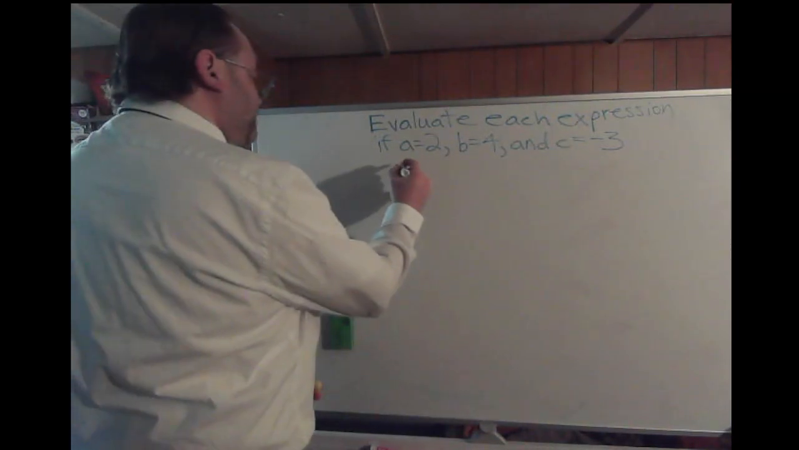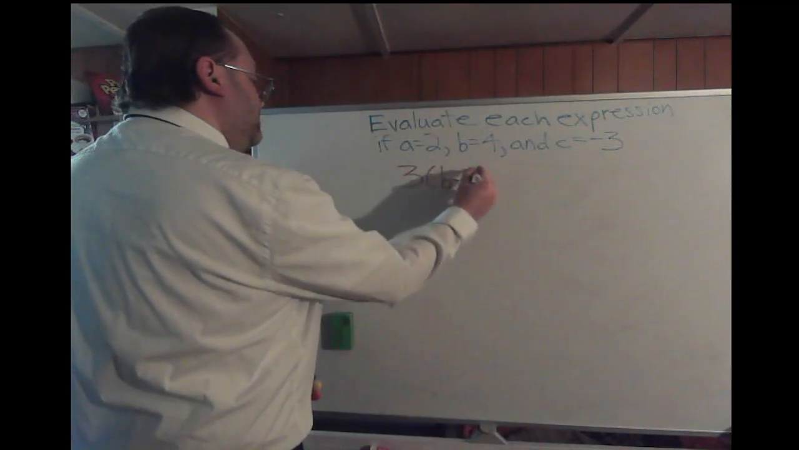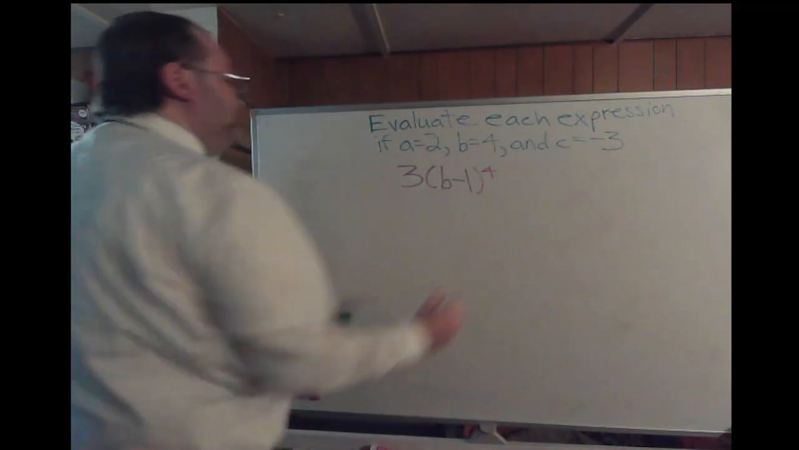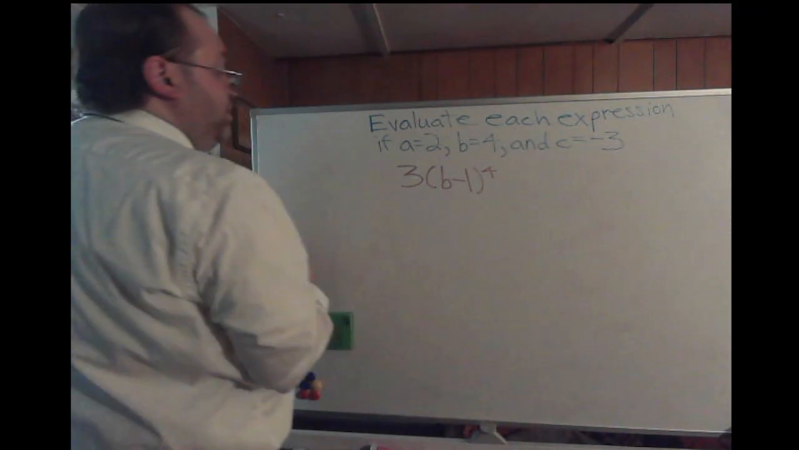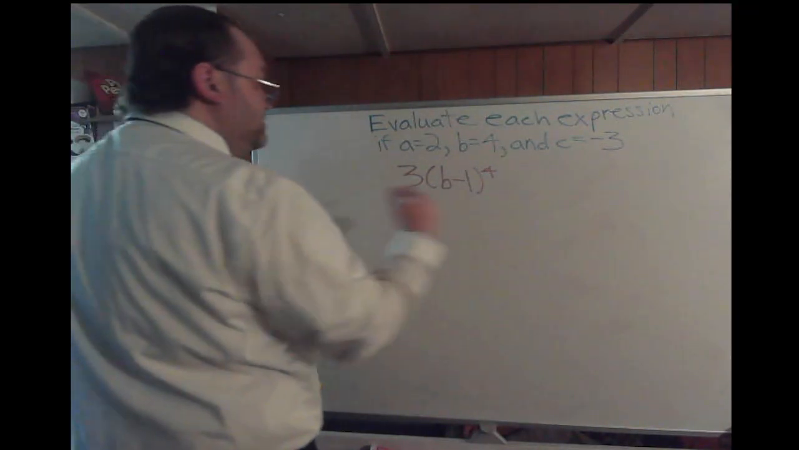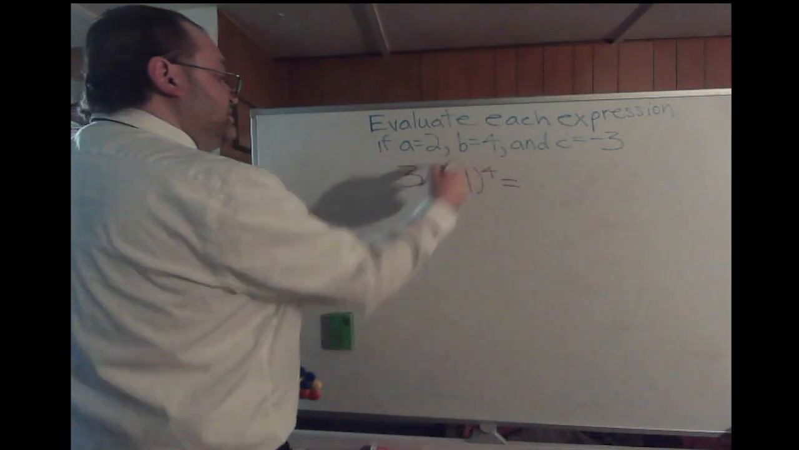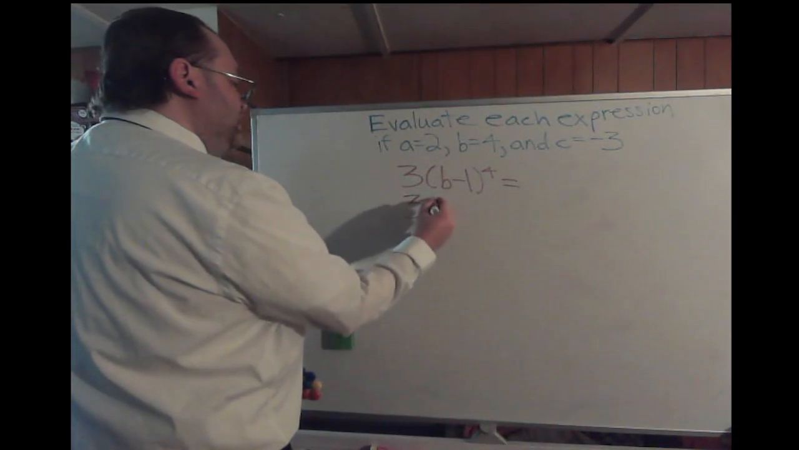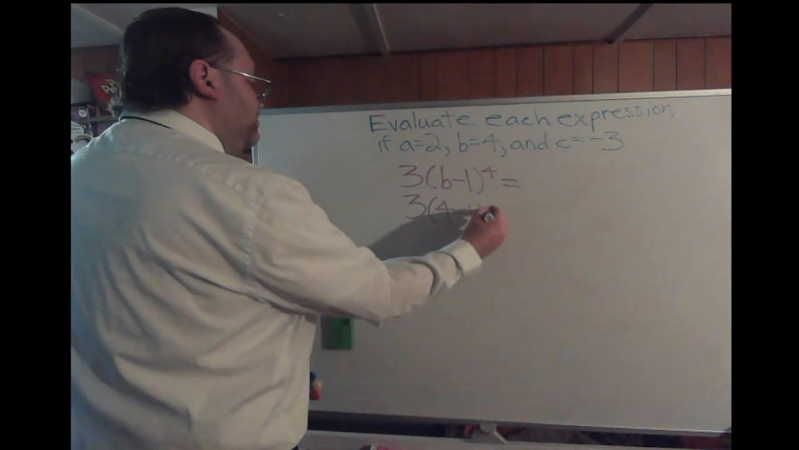Then we have, I got 3 more. 3 times b minus 1 to the 4th power. Of course, first things first. Substitute in your value of b for b. In this case, it's 4. So you'd be equal to 3 times a quantity of 4 minus 1 to the 4th power.